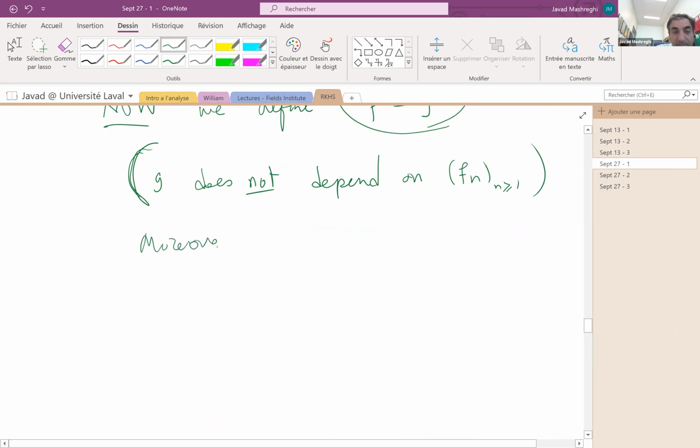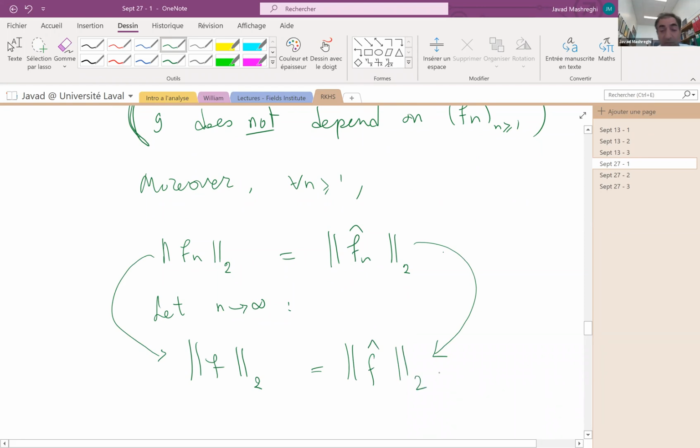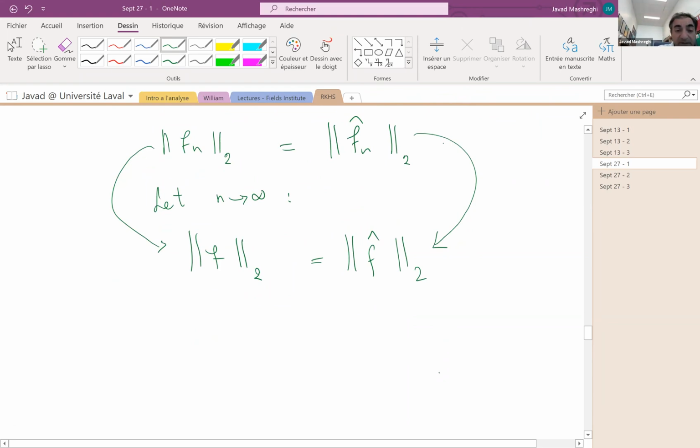And also, if you write this identity for Fn instead of F, moreover, for each n, the norm 2 of Fn is equal to the norm 2 of Fn hat. And now let n go to infinity. We know that Fn goes to F, so this one goes to the norm of F in L2, equal to, and this one goes to the norm of g, which we called F hat. So in other words, the Fourier transform is an isometry on L2 of R.